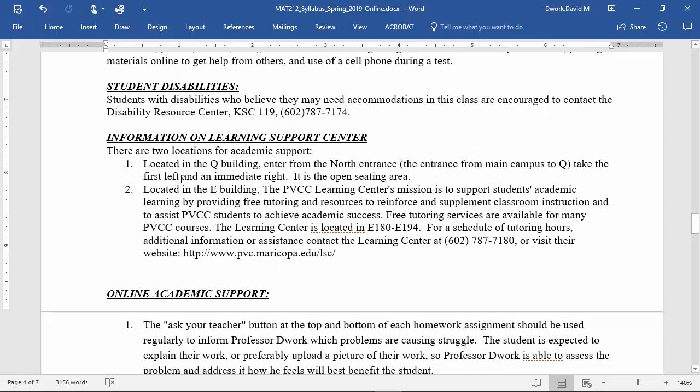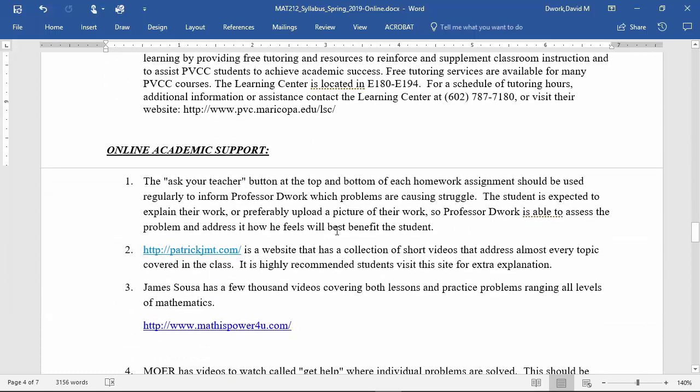Let's see. Support. You can get help from the Q building. There is a tutoring center in there. In our building, there's also another one in the E building, which is where the library is. Those would be in-person tutoring. That being said, you can also get help online. There is an Ask Your Teacher button at the top of every homework problem. You can use that and ask me questions, which I already talked about in the OneNote homework section, but don't forget, use it.